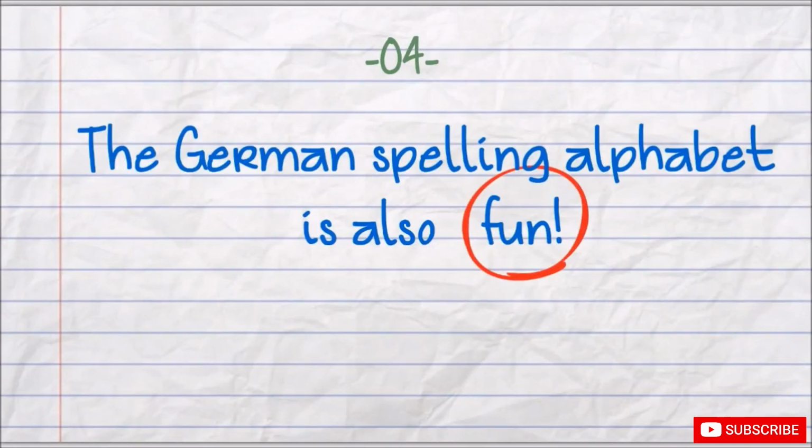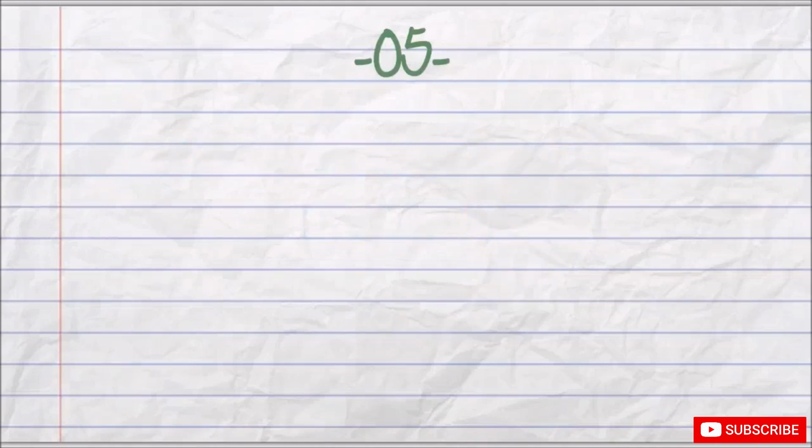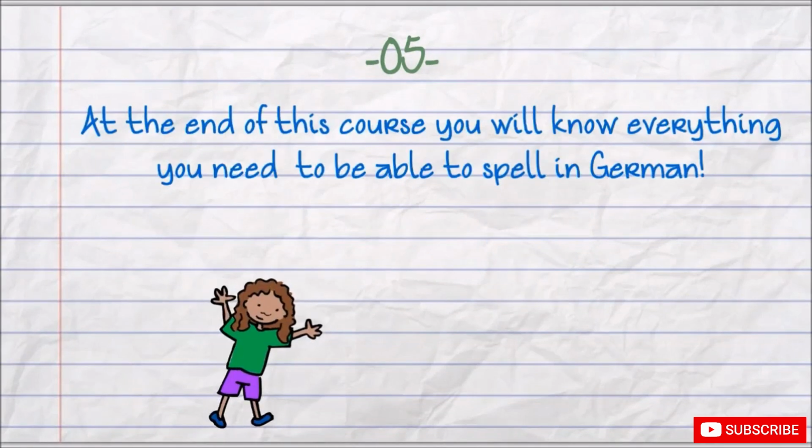Fact number 4. If you like the international spelling alphabet, you know, Alpha, Bravo, Charlie, Delta, there is a German version as well, which I will be teaching you. And that's also fun, and then you can choose how you want to spell your name. And fact number 5. At the end of this course, you will know everything you need to be able to spell in German, because that's the idea of this course.